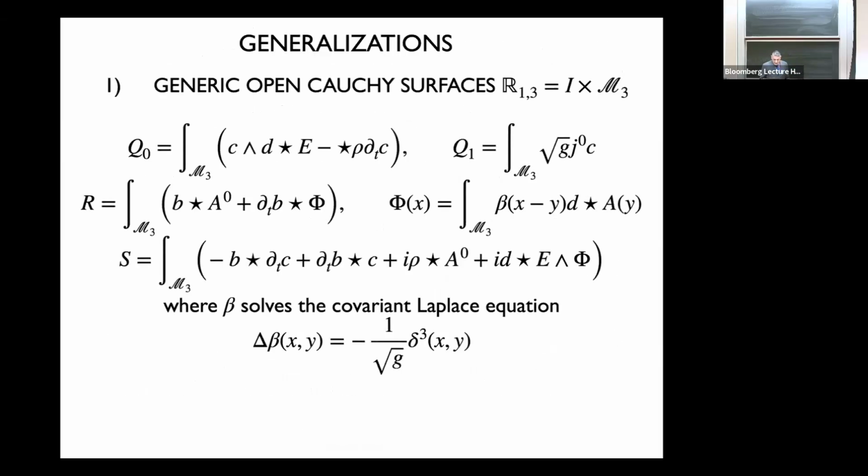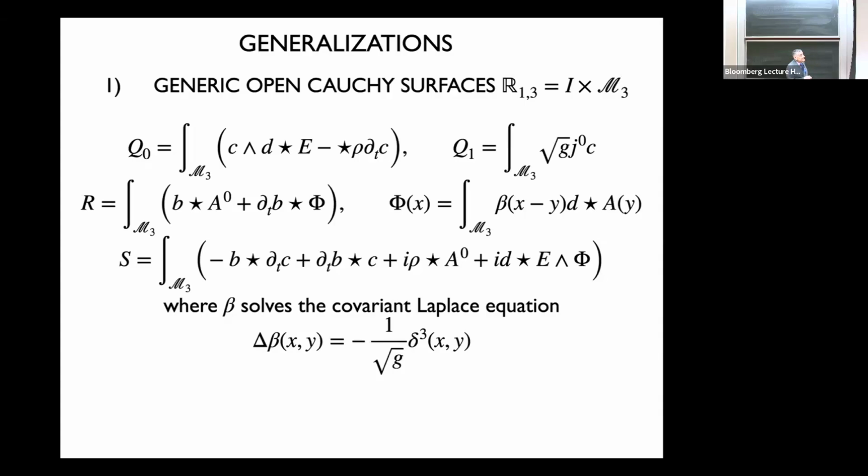Now, let me look at some generalizations, and then I'll tell you what to do with this operator. The simplest generalization is to take QED on a generic Cauchy surface, so that my spacetime is some interval or line times some 3D space-like surface. The difference is that instead of explicit contractions, I have some Hodge duals and some forms, but for the rest, the structure is really the same.